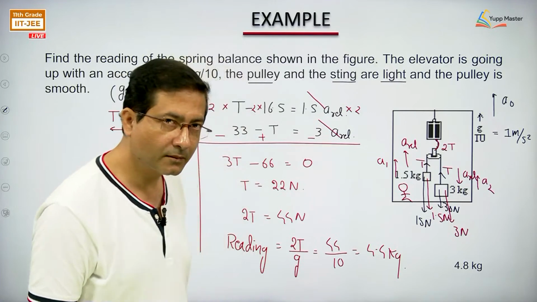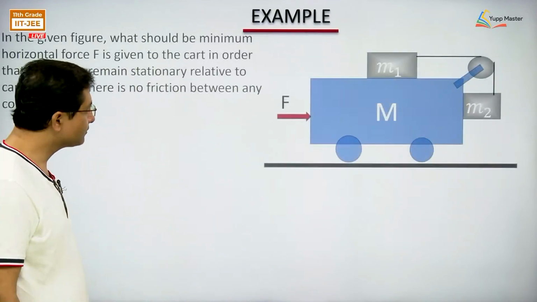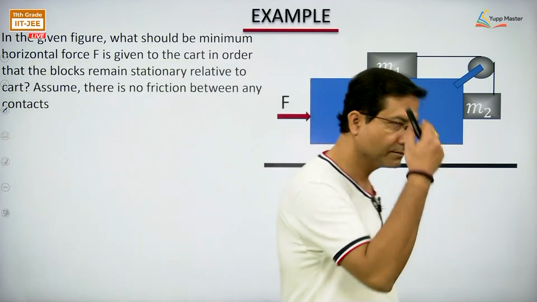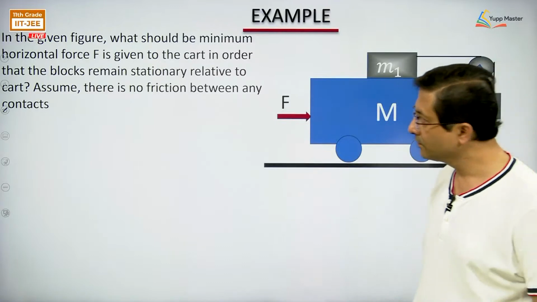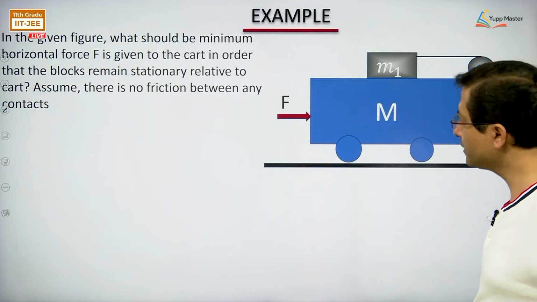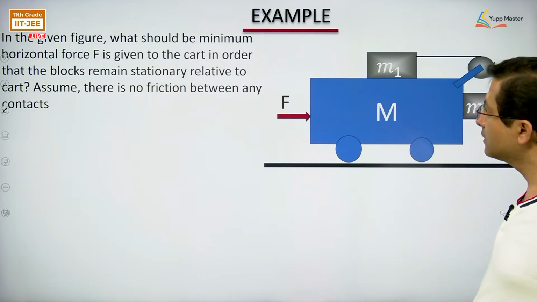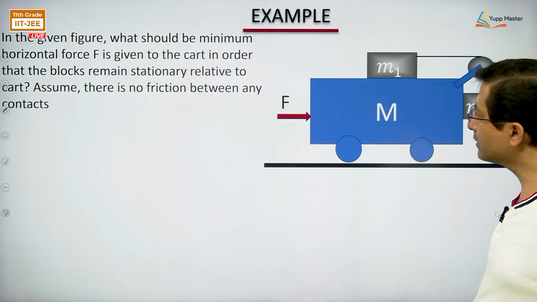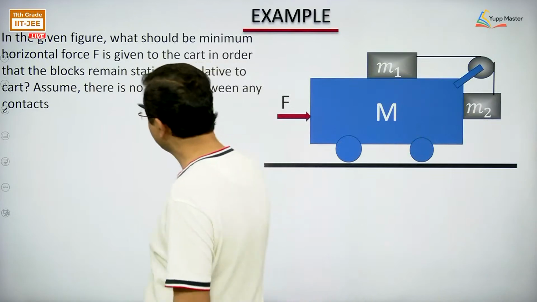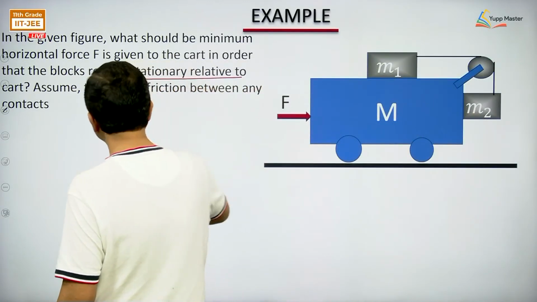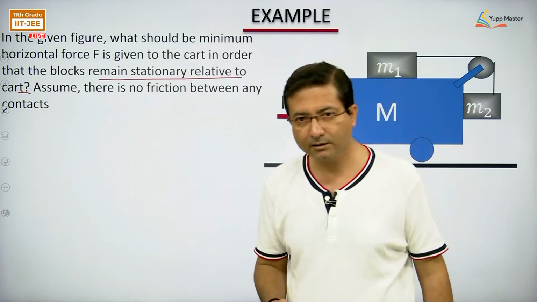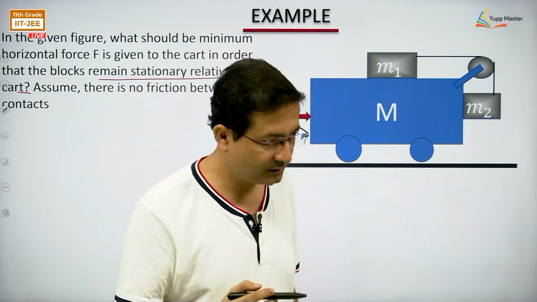Now let's see another example. Look at this one. First go through the question. In the given figure, what should be the minimum horizontal force applied on the cart in order that the block remains stationary? Look at this line: block remains stationary relative to the cart. So with respect to the cart, the blocks are not moving, right?